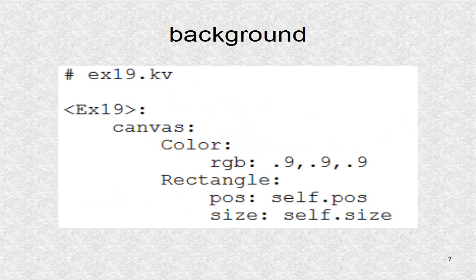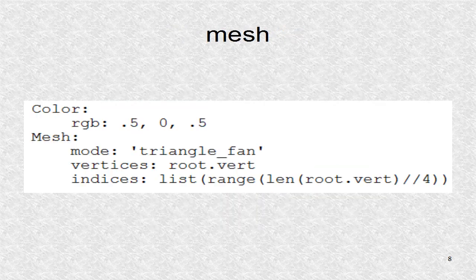7. In the Kivy file, first the background color is changed. 8. The color for the mesh is set as purple. The particular mesh mode creates filled triangles. The vertices will be the list vert. Indices indicate how we traverse the vertices. In our case, it will be in the order provided, thus it will be a list like 0, 1, 2.